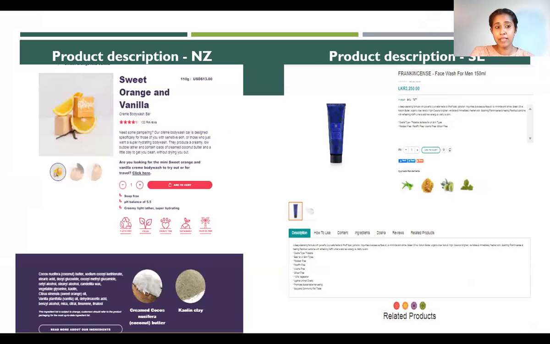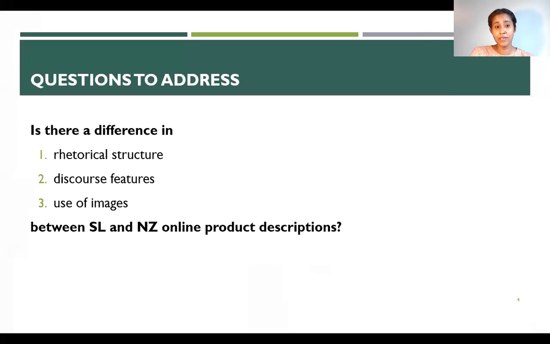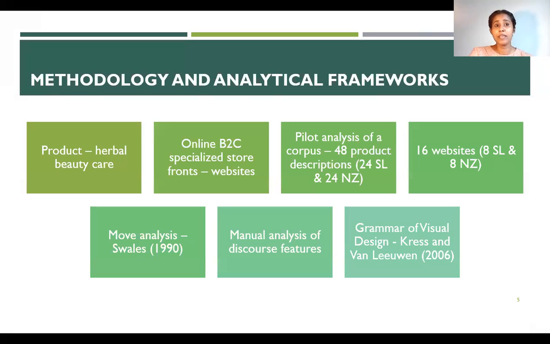Okay, now the specific questions that I intend to address in the presentation are whether there is a difference in rhetorical structure, discourse features, and images between New Zealand and Sri Lankan product descriptions. In order to investigate this question, I compiled a corpus of herbal beauty care product descriptions. It's a product category which is commonly sold online in both countries.